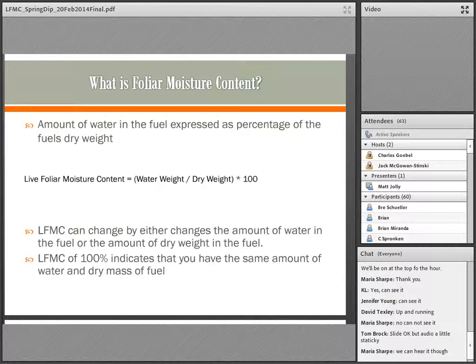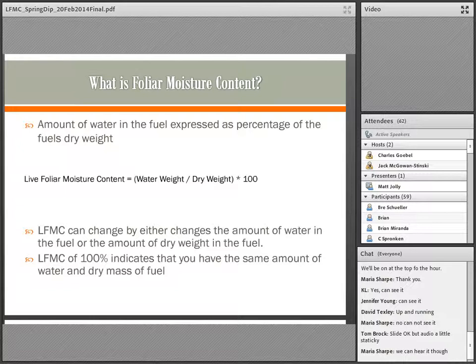Well, in a dead fuel, the dry weight never changes. So the dead fuel moisture varies as a function of the absolute water content of the fuel. In a live fuel, it's much more complicated than that, because we know that they're constantly growing and there is a potential for the dry weight to change in addition to their water weight. We've just never really understood what the magnitudes of those changes could be and what the implications are for how we measure fuel moisture and what those fuel moistures actually mean.